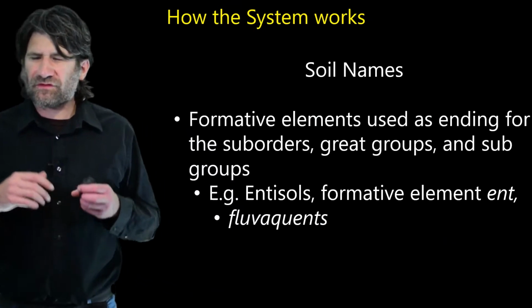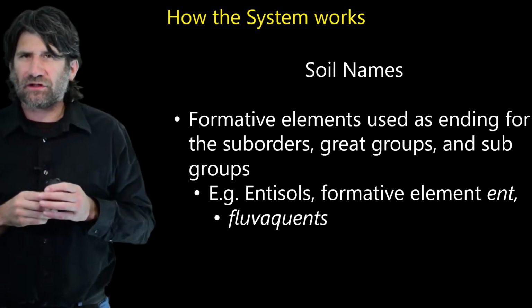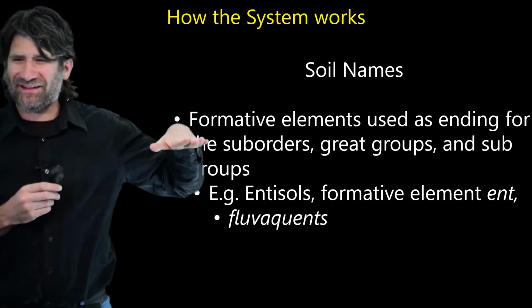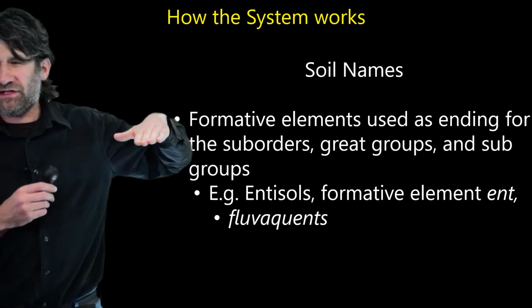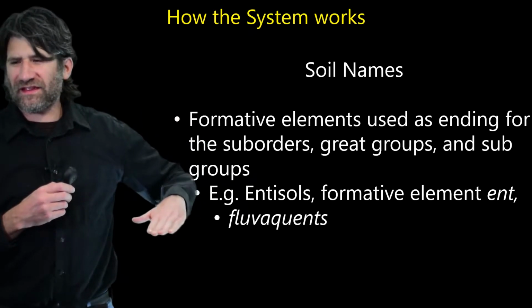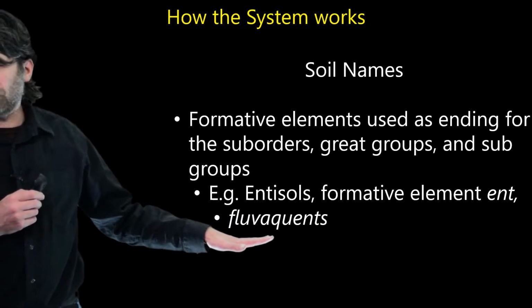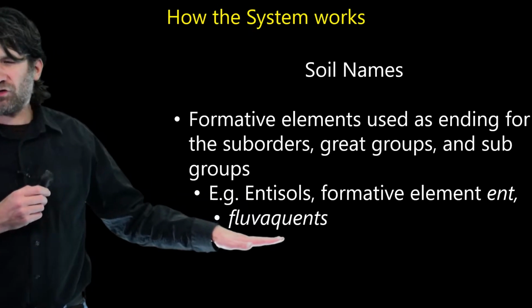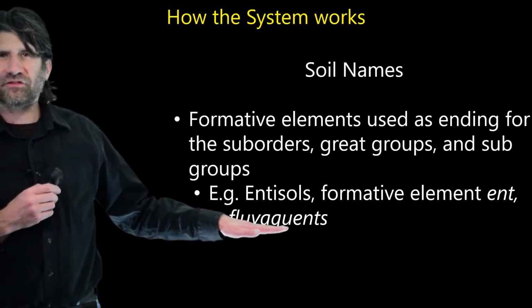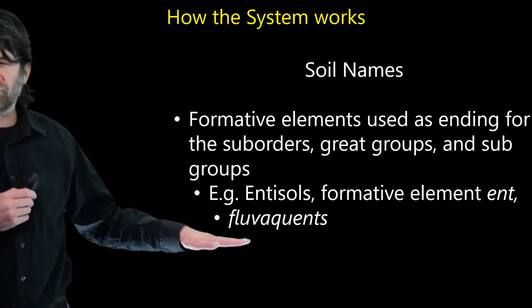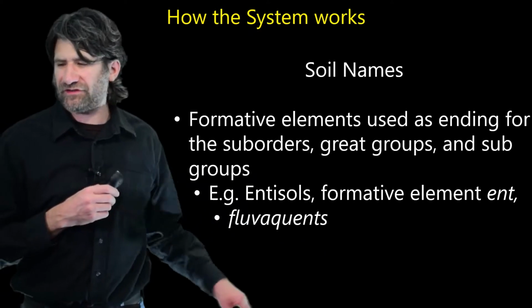So soil names, as you start going farther down that hierarchical categorization, we have those formative elements like entisol, and so we take that formative element, the ent, and add that at the end of our subgroup or great group name. So a fluvaquent is a soil where the fluv tells us that the parent material is related to rivers and fluvial deposition. The aqu tells us there's a lot of water availability in the soil, and the ent tells us that it's an entisol.